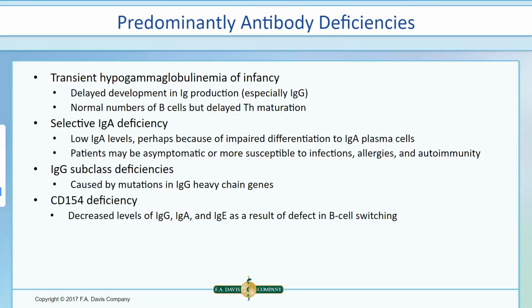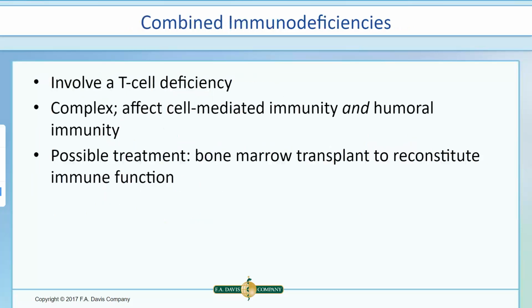This is a list of several others. So there's transient gamma globulinemia of infancy, selective IgA deficiency, IgG subclass deficiencies, or CD154 deficiency. Combined immunodeficiencies involve a T cell deficiency. The complex affects cell-mediated immunity and humoral immunity. Possible treatment would be bone marrow transplant to reconstitute immune function. So both cell-mediated and humoral immunity are impacted.